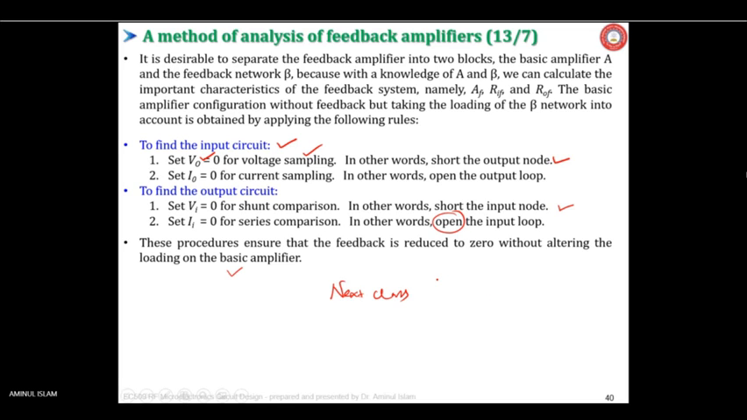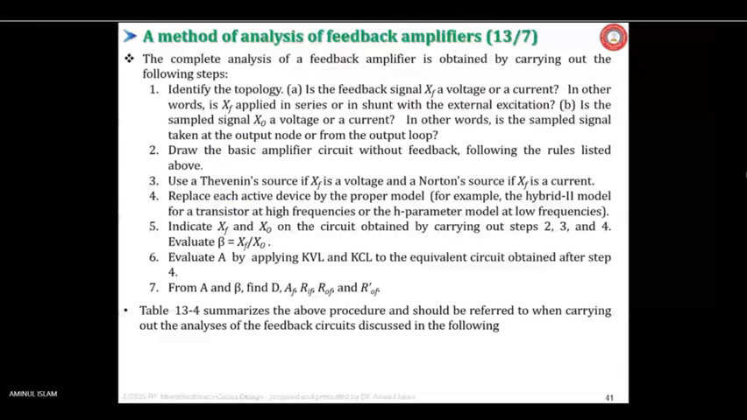The basic amplifier we have seen in the block diagram. One component is the basic amplifier and the others are for feedback, sampling or mixing, etc. The complete analysis of a feedback amplifier is obtained by carrying out the following steps. What are those? They are bulleted here. Number 1 is identify the topology.